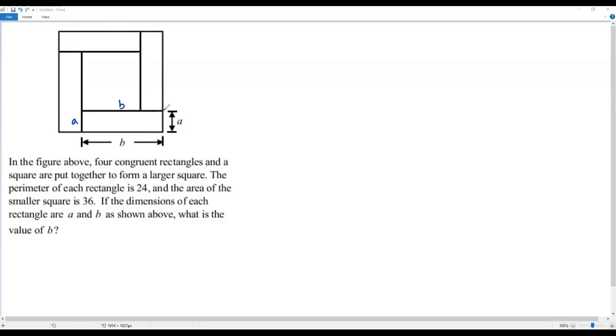Okay, now let me find the perimeter of this rectangle. To get the perimeter of the rectangle, I have to add the lengths of all the four sides. That is A plus B plus A plus B. I just added the lengths of all the four sides of this rectangle, so this expression gives the perimeter. Already we know the perimeter of the rectangle. It is given in the question, that is 24. So this expression must be equal to 24.